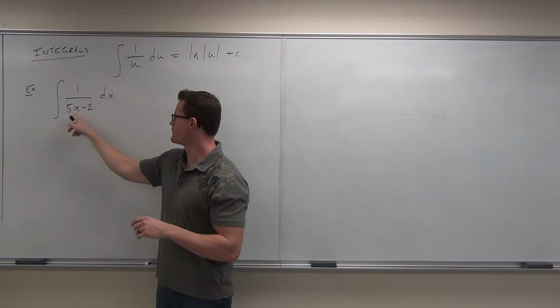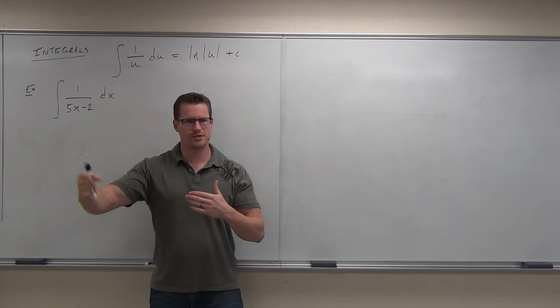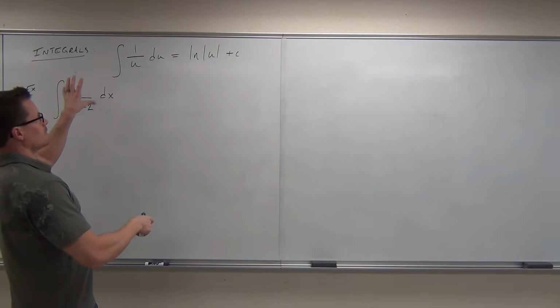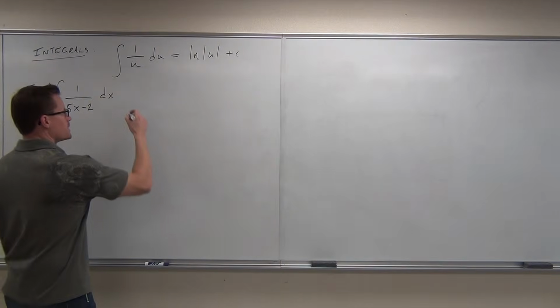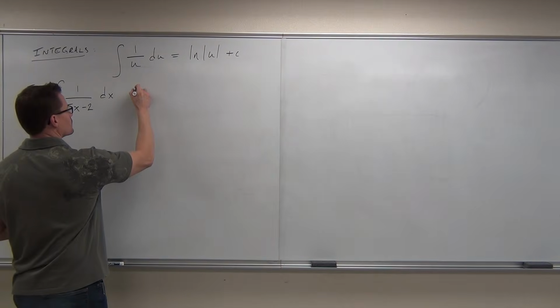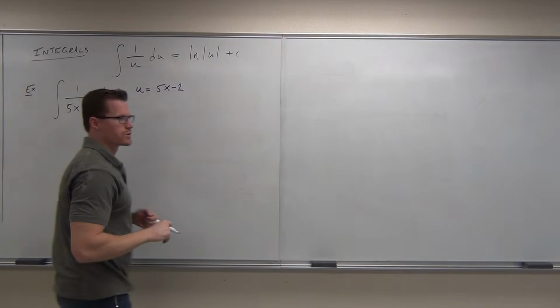So what's the derivative of this? 5. But there's no x's, right? So that's cool. We can pull 5's out in front. That's the idea. We're going to make a substitution to make this guy look like this guy. So our substitution here has to be u equals 5x minus 2.